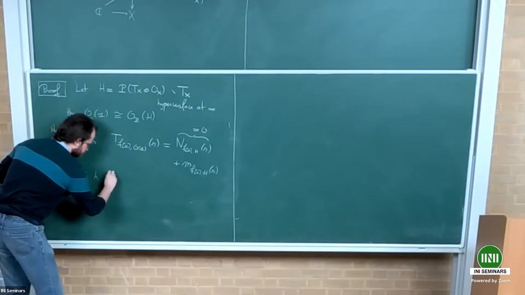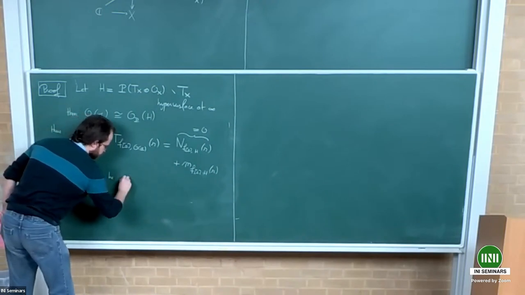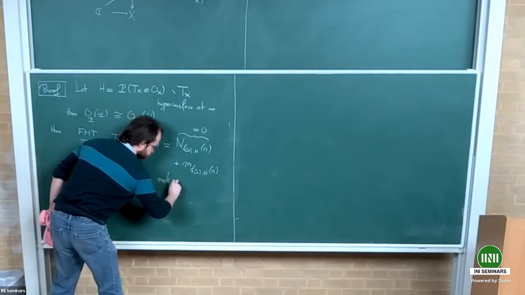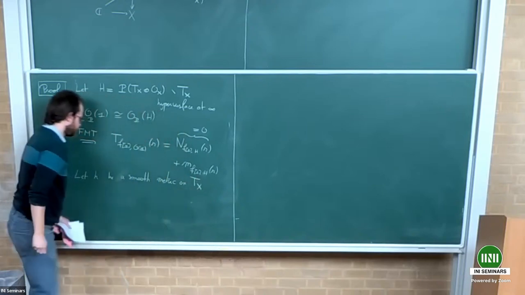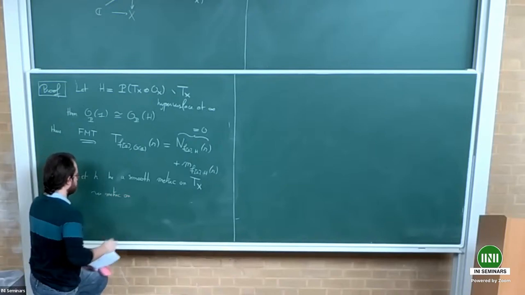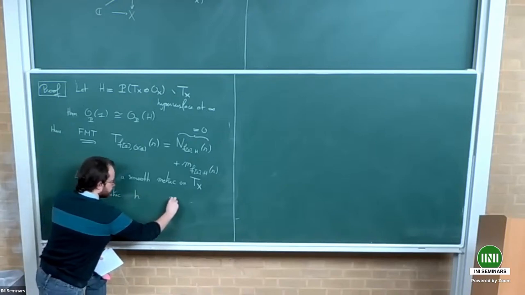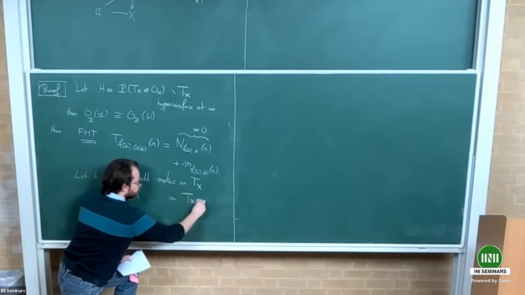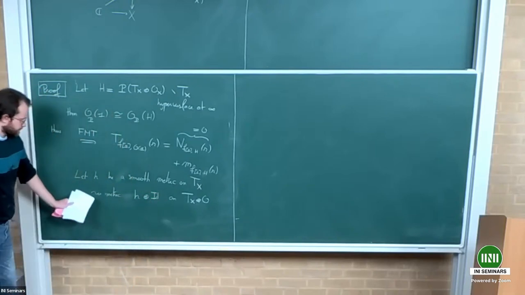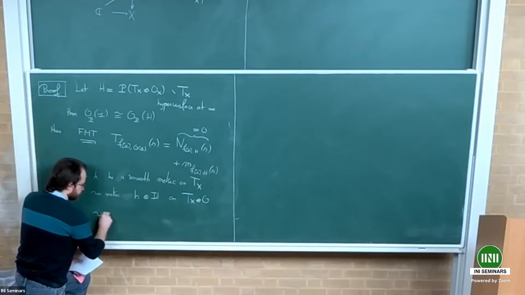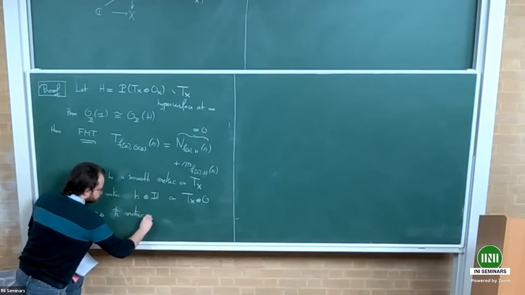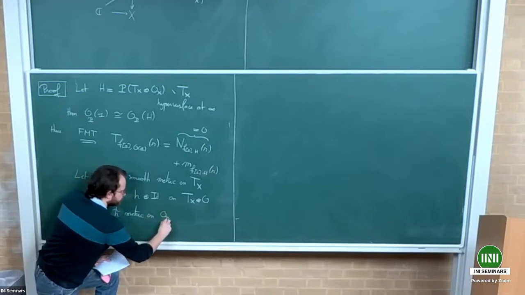So let h be a smooth metric first on the tangent bundle. So it induces a metric on the tangent bundle plus the trivial line bundle, so h plus identity. And let me denote by h tilde the induced metric on the tautological line bundle.